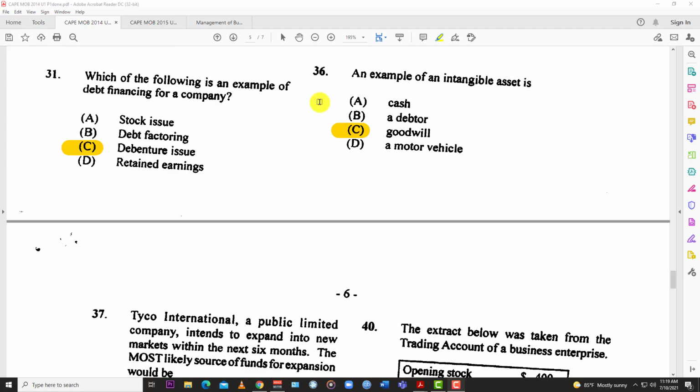36. An example of an intangible asset is very simple. Back in the POB days, Goodwill, right? Goodwill, you can't touch it, you can't feel it, you can't smell it, but you know it's there. Cash, a debtor, a motor vehicle, all those are things you can actually touch, feel, smell. Of course, the debtor is a person or a company, but Goodwill is an intangible. Cannot touch it, cannot smell it, cannot feel it, but it's there.